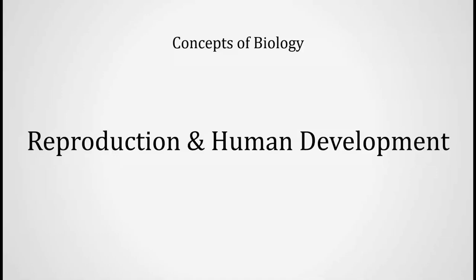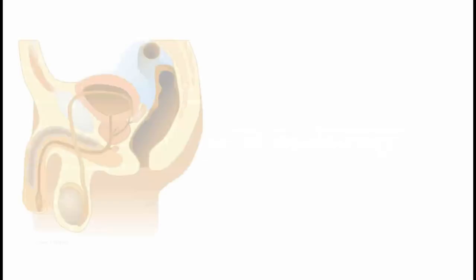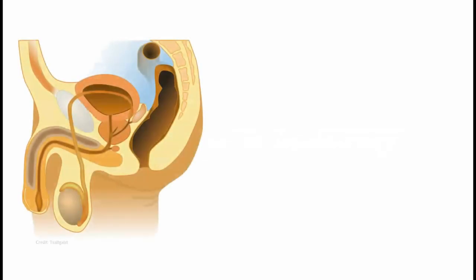We're looking at reproduction and human development in this lecture. To begin, the reproductive anatomy, specifically of the male. This is a sagittal section showing some of the reproductive structures, and we'll start with the place that sperm are produced, and we'll go through the entire pathway that they would travel in the event of ejaculation and then also fertilization of an egg.